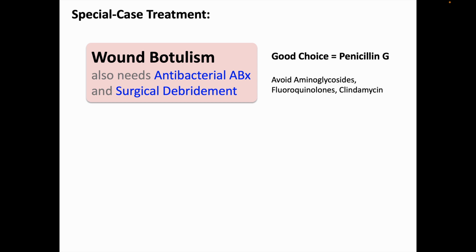In cases of wound botulism, there's presumably an active clostridial infection going on, so the patient will also need antibacterial antibiotics and consultation with an appropriate surgeon for wound debridement. Penicillin G is a good choice for Clostridia, but you need to avoid antibiotics that have known effects at the neuromuscular junction, like aminoglycosides, fluoroquinolones, and clindamycin.